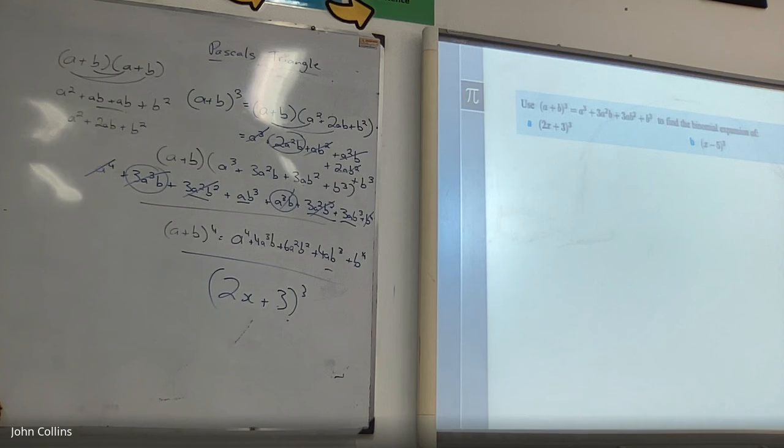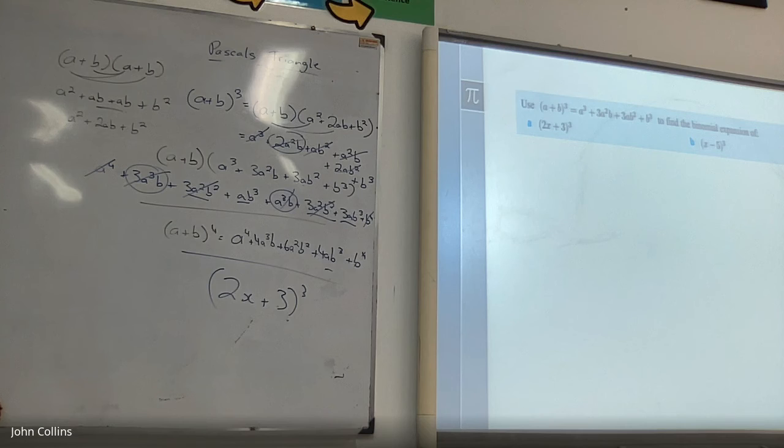You know how many terms it's going to be, don't you? How many? Four. Okay. That looks correct. Yes, try the second one. Remember, use the top line and just replace A with 2x and B with 3.